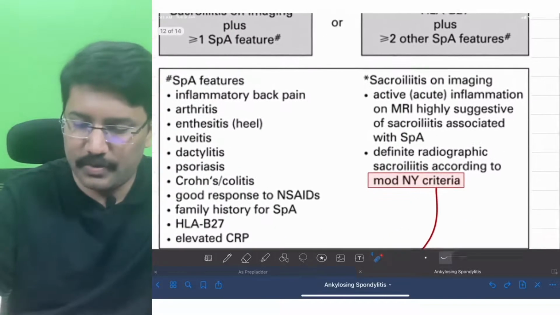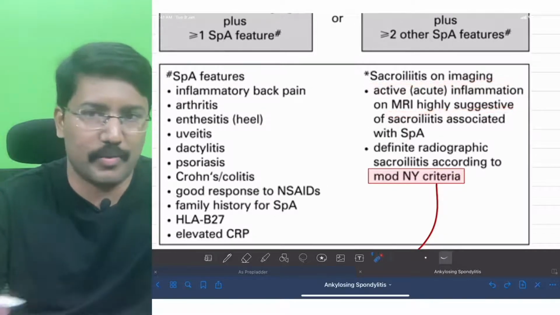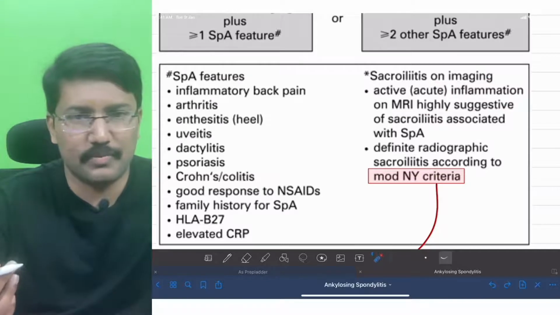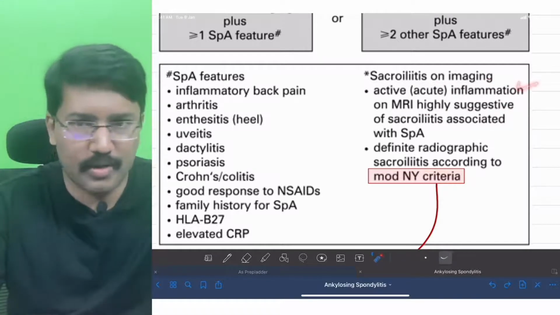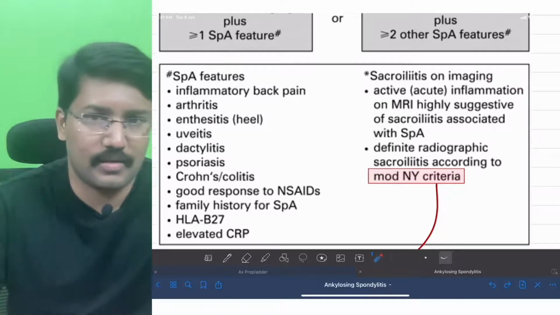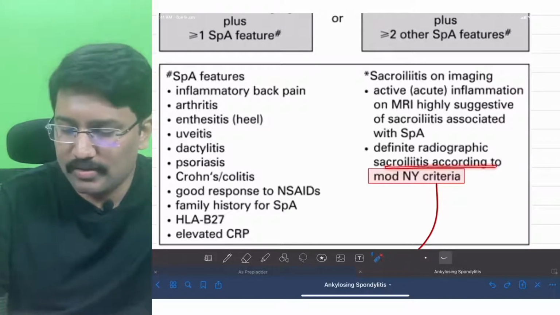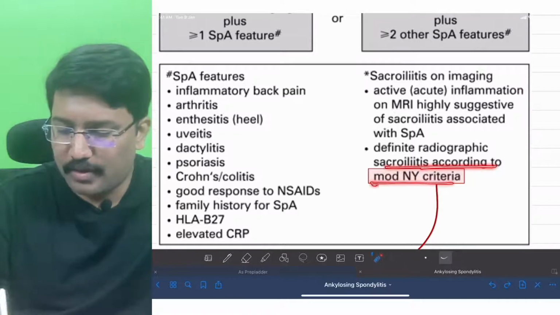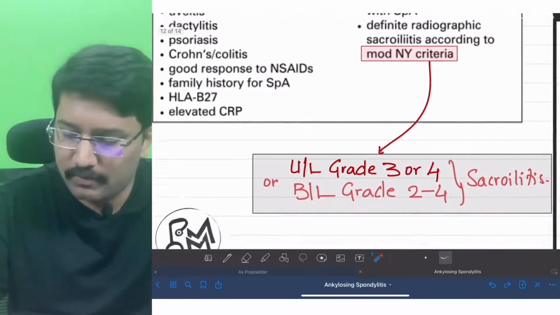Okay. So when we say imaging evidence, it means MRI could be used, right? Obviously MRI is very sensitive, very specific, and it can do early detection. You can use MRI, but if you're not using MRI, rather you are using the X-ray, then we have to make sure that the sacroiliitis is according to the modified New York criteria, right? So what is the modified New York criteria?